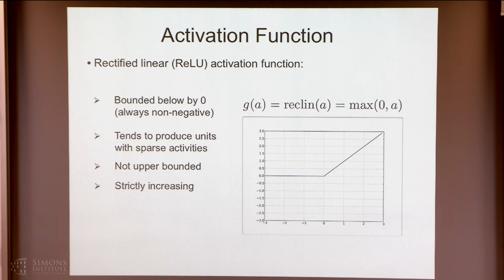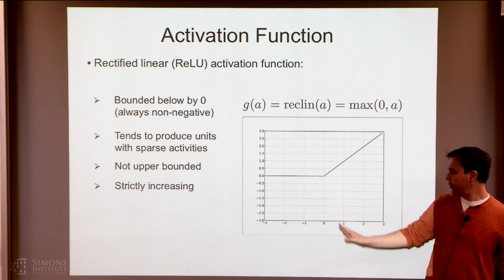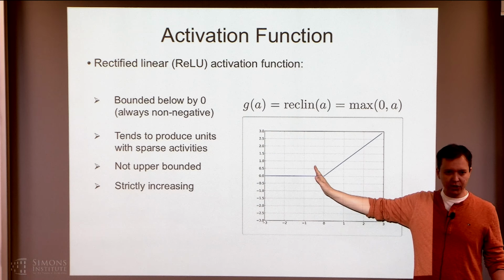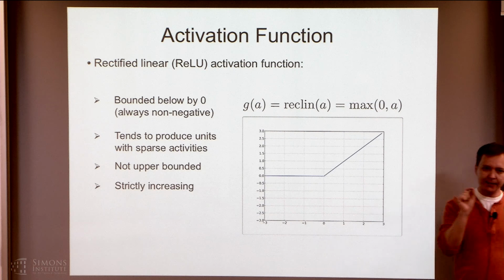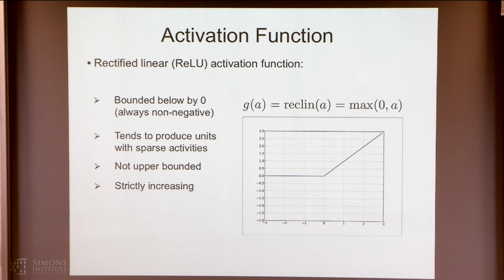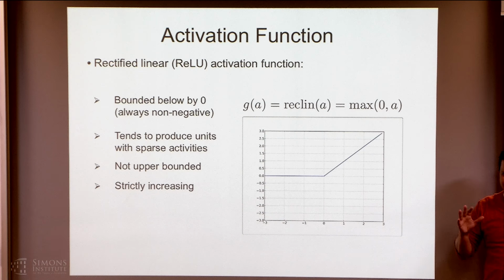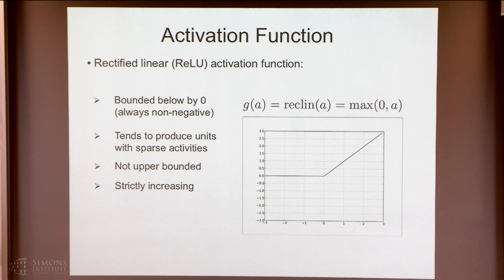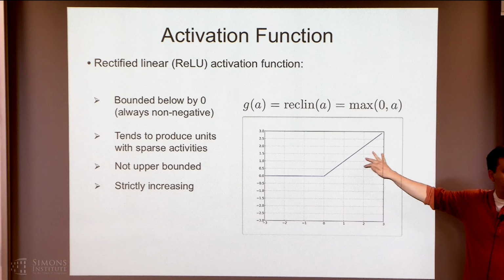So it's bounded below by zero. It's always non-negative. And it tends to produce sparse activities, because if the output of a neuron is negative, you basically shut it down, right? It also has nice properties: the gradient is linear, because it's a linear function. If it's non-zero, you can backpropagate through. And optimization-wise, it's a little bit easier to optimize neural networks using these ReLU activation functions. There is still a little bit of debate whether this nonlinearity is better than the sigmoid nonlinearity, whether one learns better representations than the other. But it turns out, in terms of optimization, it's much easier to optimize these ones.